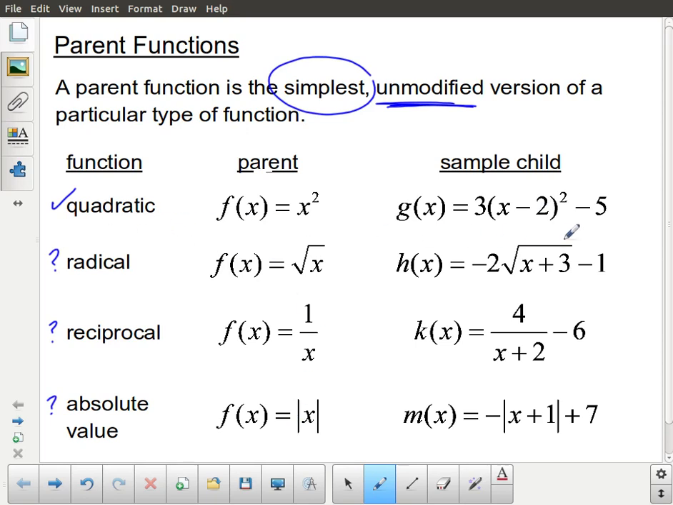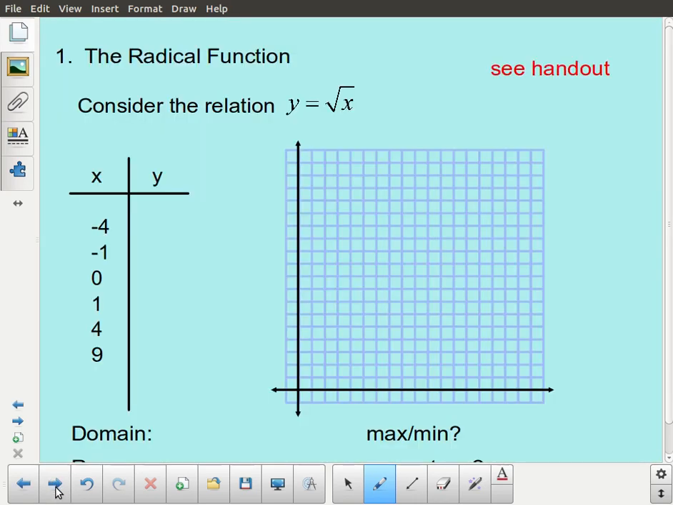I'm not going to spend any time looking at the quadratic in any more detail. We've done that quite exhaustively, both in this course and previous courses. So let's go ahead and start taking a look at some of these other ones. So the first one is the radical function. y is equal to the square root of x.